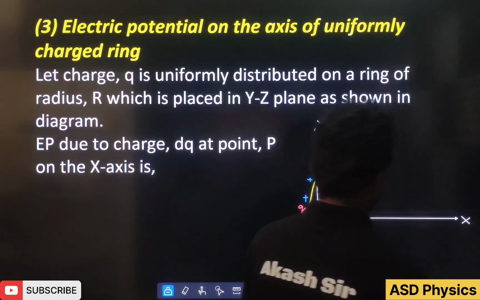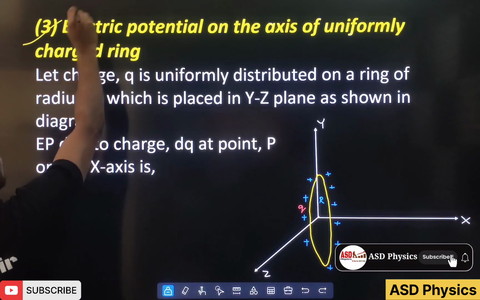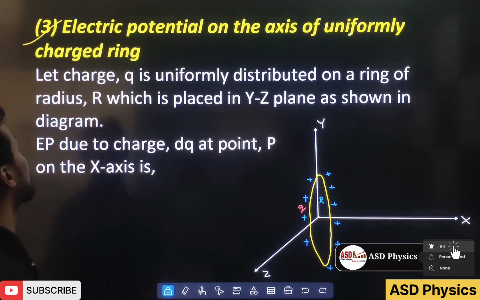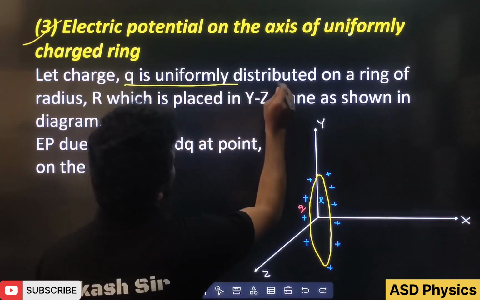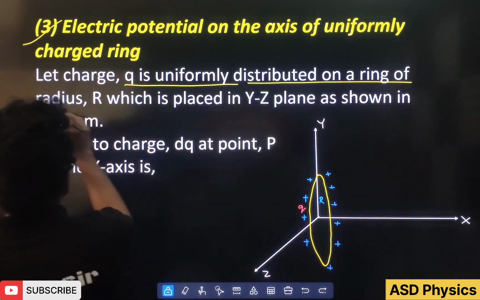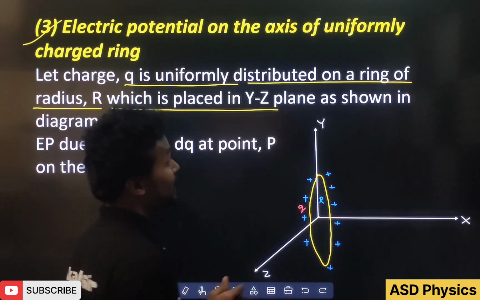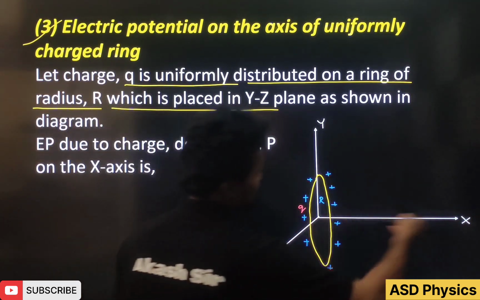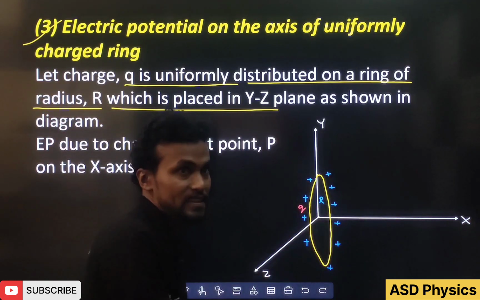Okay. Now students, next one please. Third one. What is this third one? This one, electric potential on the axis of a uniformly charged ring. Very easy. Let's see here. Let charge Q be uniformly distributed on a ring of radius r, which is placed in the YZ plane, as shown in the diagram. This is the x-axis, y-axis, z-axis outside of the board. So the ring is something like this here.